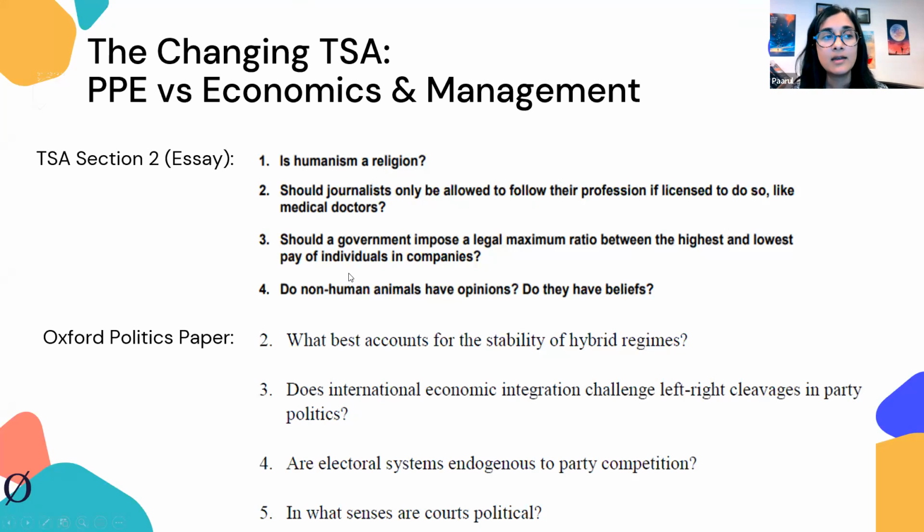Now, the TSA is also used for PPE. And when we look at the correlation between what an Oxford politics paper looks like and what the TSA question looks like, we can see that there are quite a lot of similarities. So the questions are quite open-ended, as you can see here. You know, in what senses are courts political? What best accounts for the stability of hybrid regimes, for example?